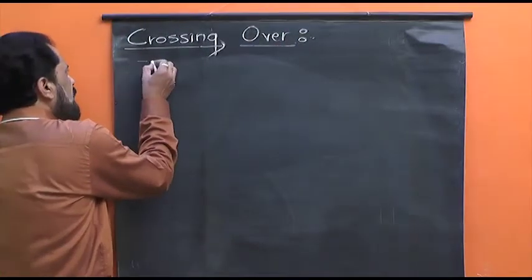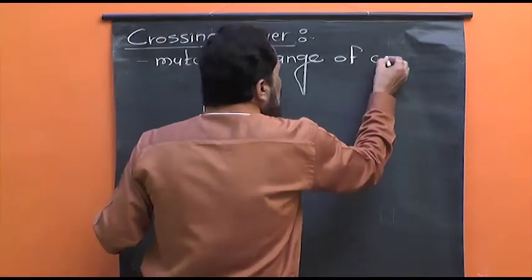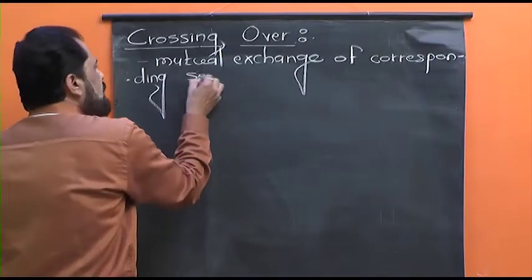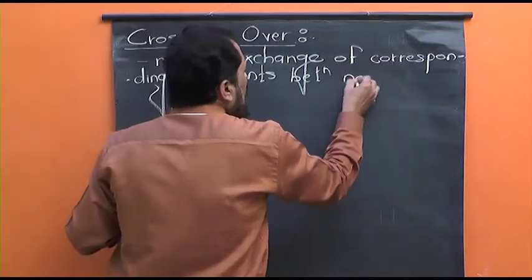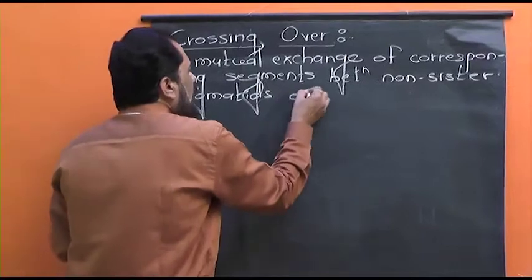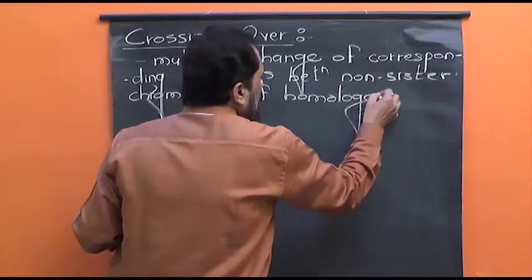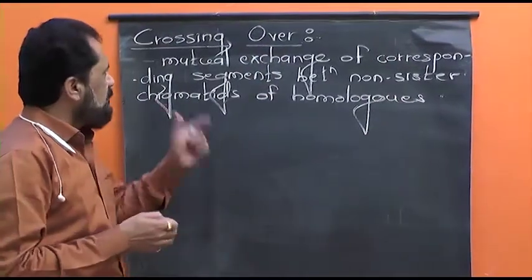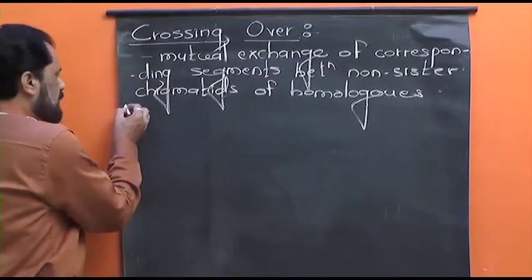Here I am going to write briefly the definition. Crossing over is mutual exchange of corresponding segments between non-sister chromatids of homologous chromosomes or homologs. Now let me explain the actual mechanism. Crossing over involves 4 steps.